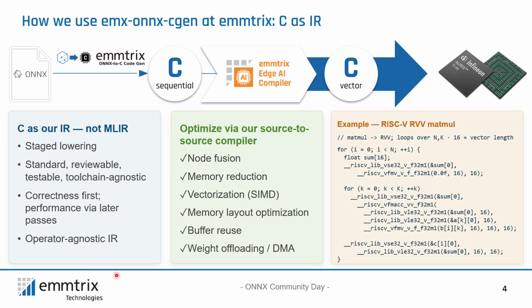In our heart, we have a source-to-source compiler which modifies the C code, and we apply here transformations like node fusion, memory reduction, and vectorization. We optimize the memory layout, we reuse buffers, and we also offload weights and copy them into faster memory. Here's just one example of RISC-V code with a vector extension.